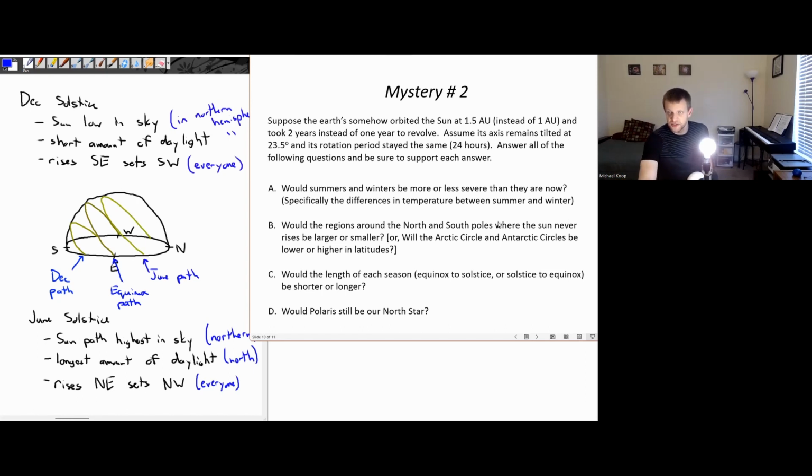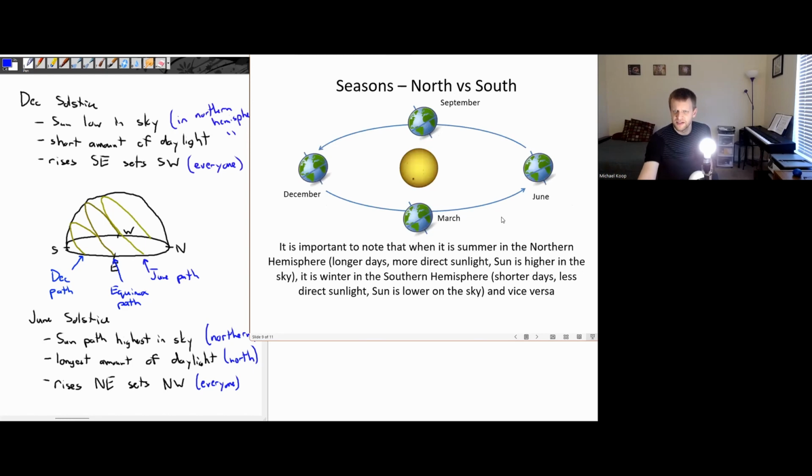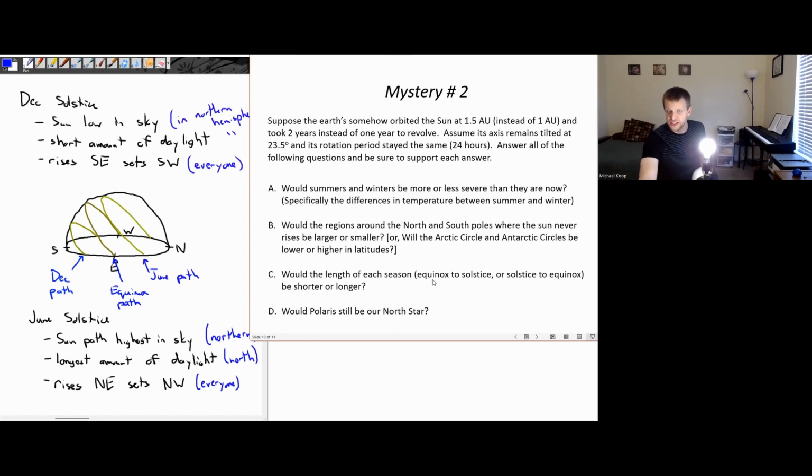What about the length of each season? Well, going back to this, we're saying the orbit is a lot larger and it takes 2 years to make 2 of what we call a year of that time period. It would take much longer to make this orbit. So going from December to March would take longer, and going from March to June would take longer. So the length of each season, equinox to solstice, solstice to equinox, would be longer because it's now taking the Earth a longer time to orbit the sun.